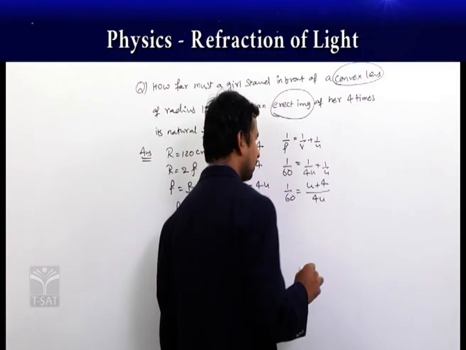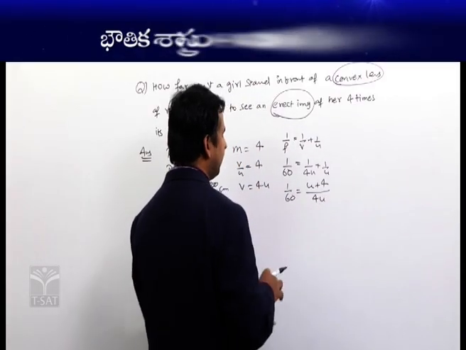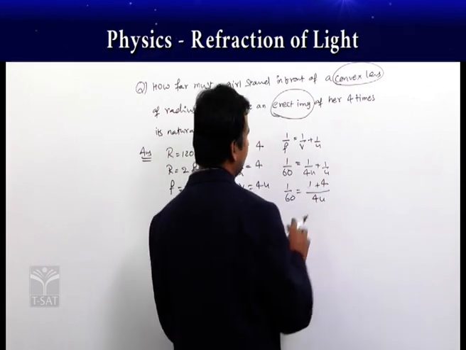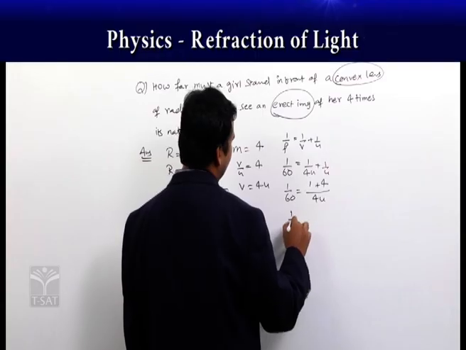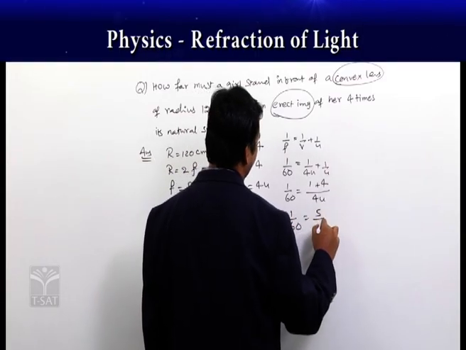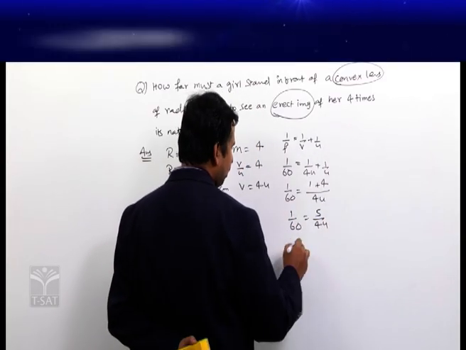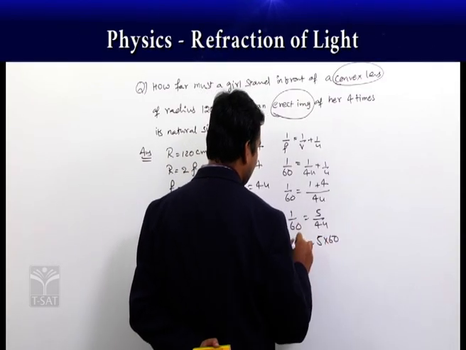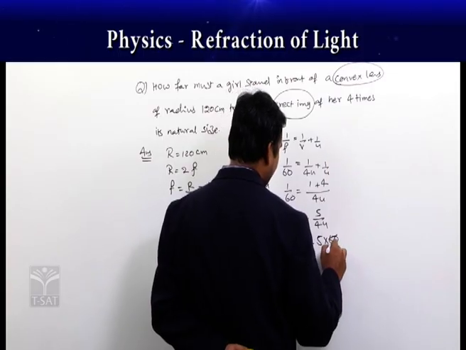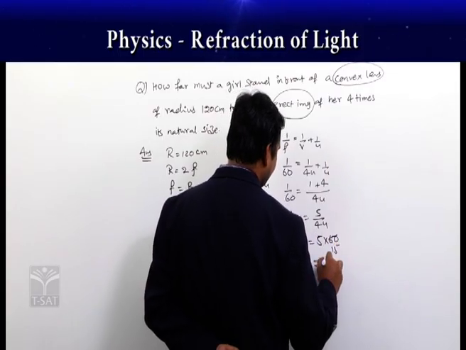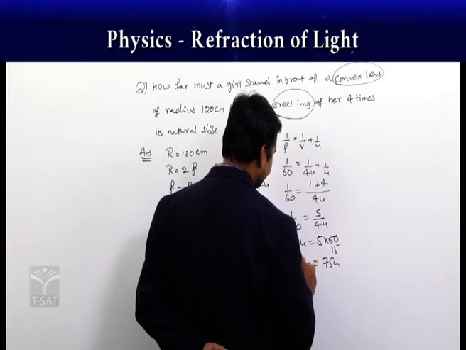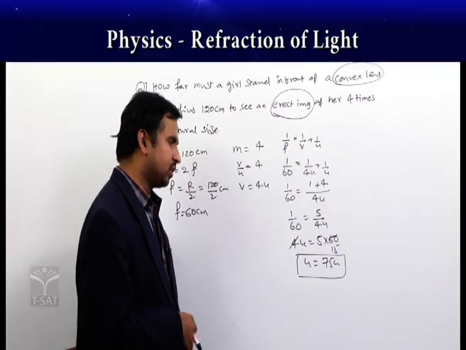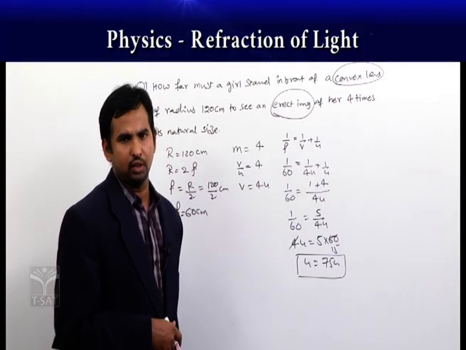Taking the LCM, which is 4u, then 1 by 60 is equal to 5 by 4u. Then 4u is equal to 5 into 60, and the object distance u is equal to 75 centimeters. Then we got one possibility for the object distance, which is 75 centimeters.